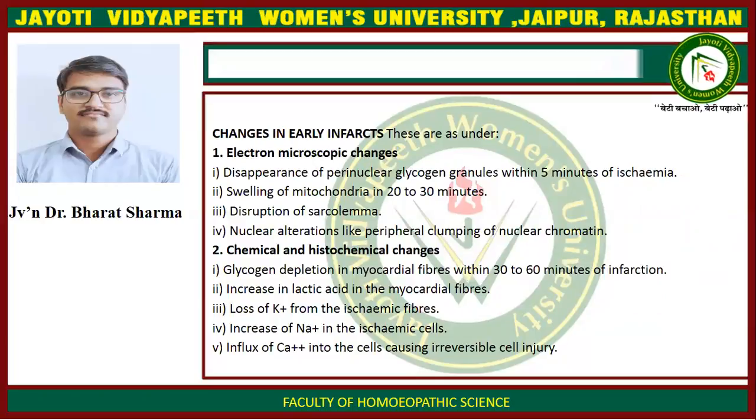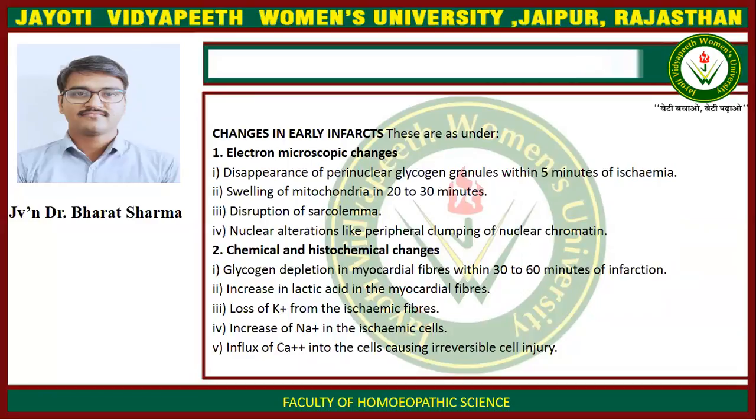Changes in early infarction are as under. Electron microscopic changes: disappearance of perinuclear glycogen granules within 5 minutes of ischemia. Second is swelling of the mitochondria in 20 to 30 minutes, disruption of sarcomere, and nuclear alteration like peripheral clumping of nuclear chromatin.